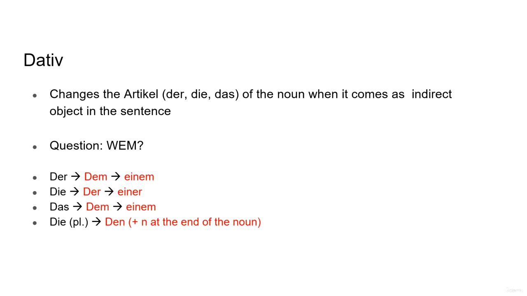Starting with der, in dative it is going to be dem with an M. And the same goes with einem. The same thing is with das. Das is also changed in dative into dem or einem. Opposite to accusative, where das stays the same and only der changes. In dative, both der and das change into dem or einem.